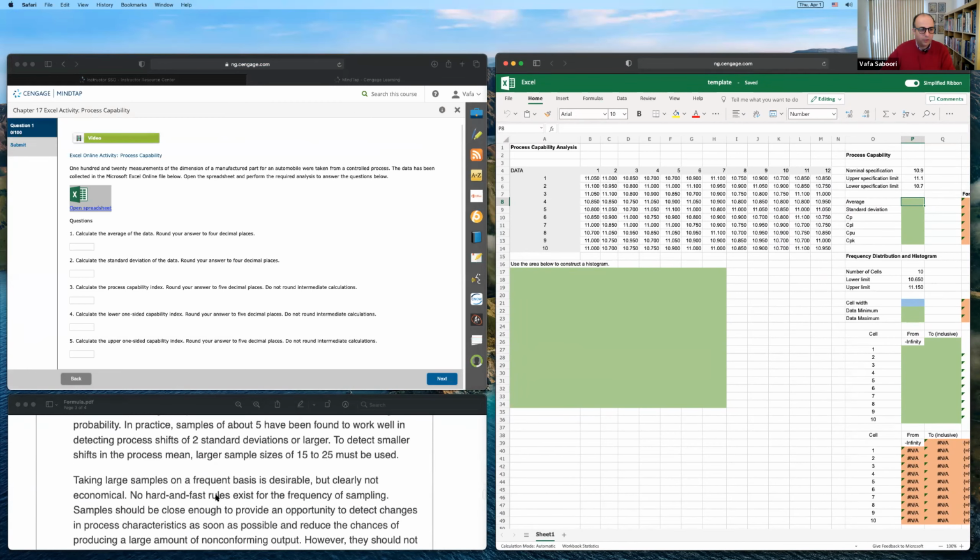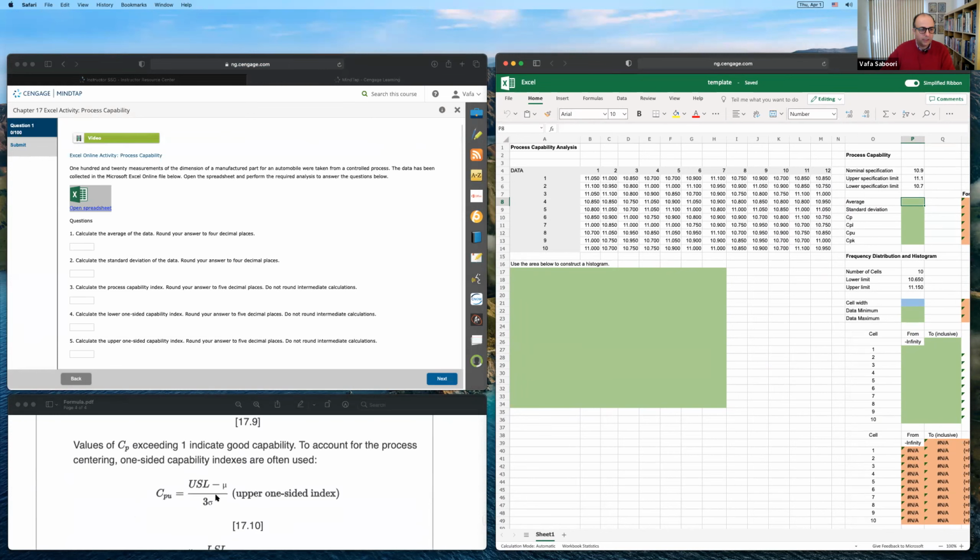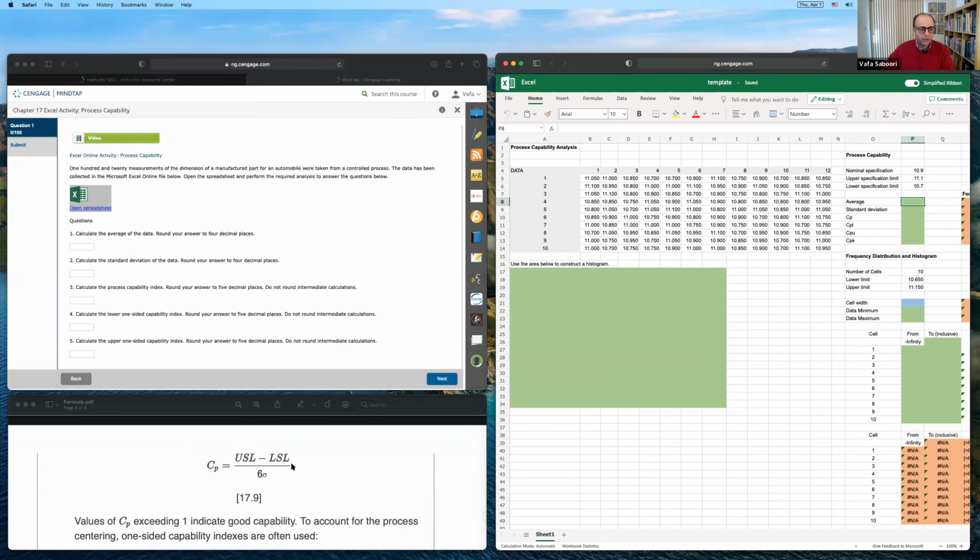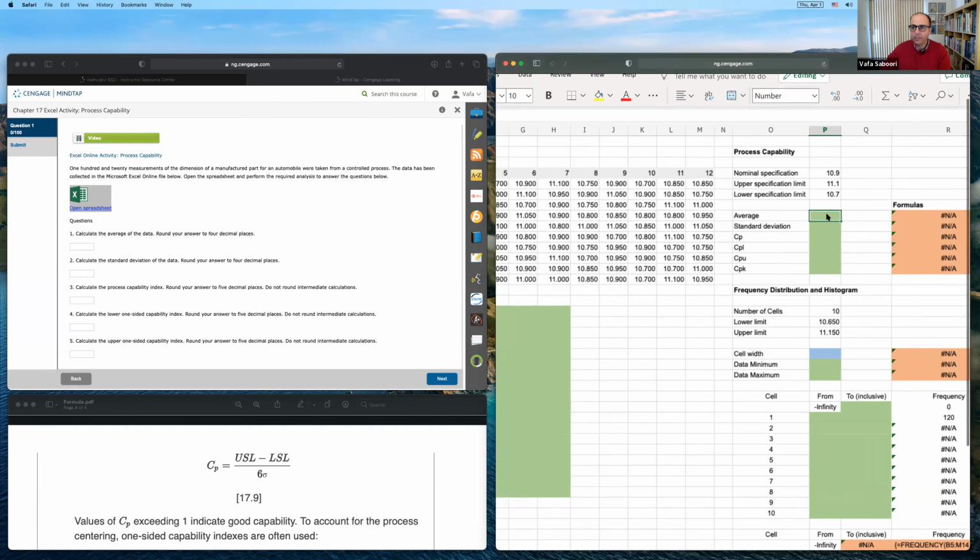So these are the formulas that we use for process capability. CP is USL minus LSL divided by 6 sigma, okay? So the most important piece of calculation is right here, okay? First, we need to calculate the average, and then we need to get the standard deviation. Then, based on that, we can calculate CP, CPU, CPL, and CPK, okay?